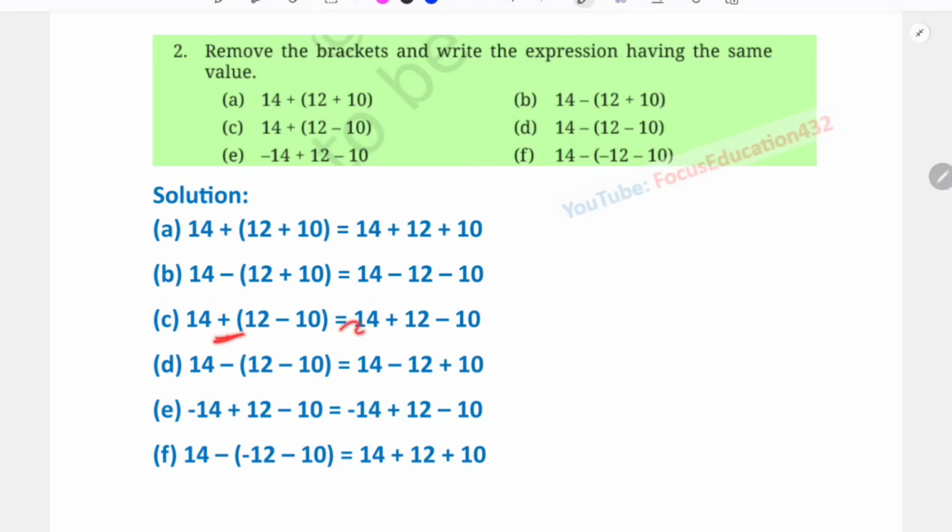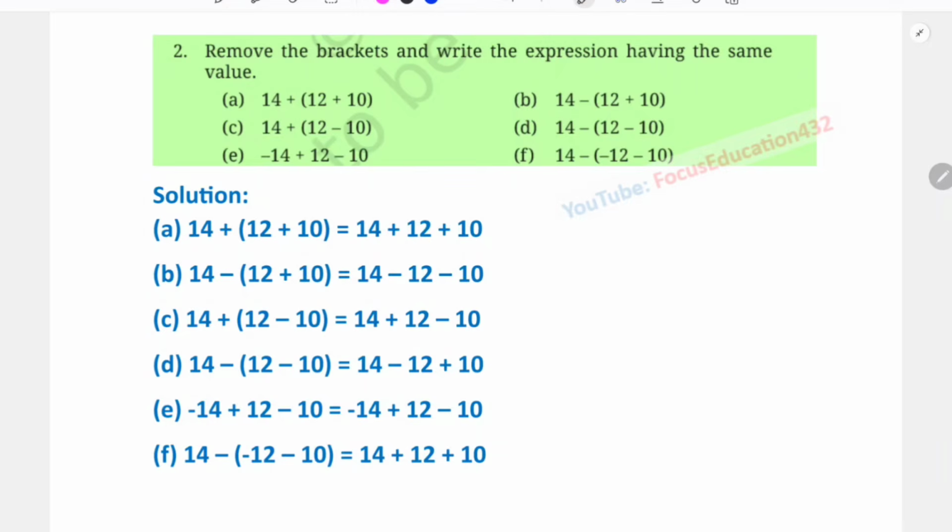Outside the bracket plus, no change. So here 14 plus 12 minus 10, no change. Here you have minus, so plus 12 becomes minus 12, and minus 10 becomes plus 10. Clear? So outside the bracket, minus means the inside signs will change. Then minus 14 plus 12 minus 10.